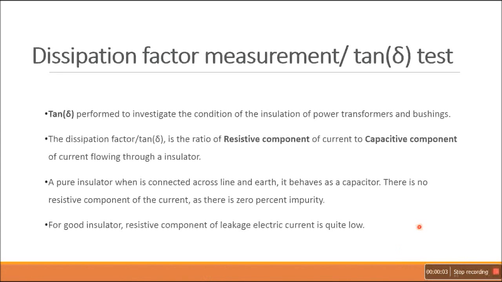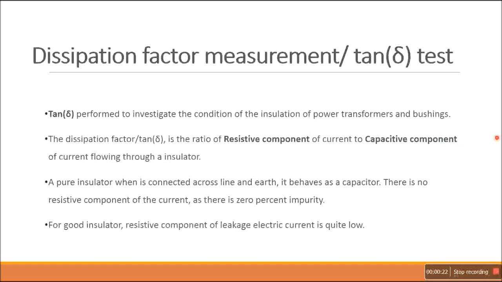The tan delta test, or the dissipation factor measurement test. This is the most important test of the transformer. Tan delta is performed to investigate the condition of the insulation of the power transformer and the bushings. What is tan delta? Tan delta is the ratio of the resistive component of the current to the capacitive component of the current flowing through an insulator.